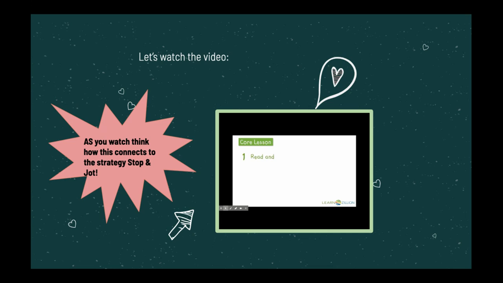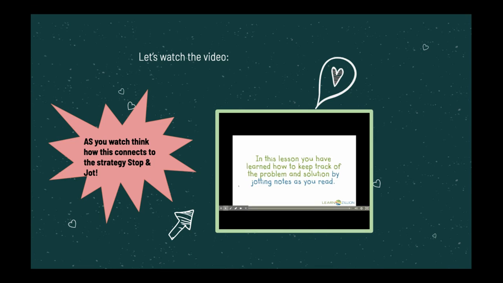So in this lesson, I followed 3 steps. First, read and ask, what are the challenges? What's going wrong? Second, ask, how are the challenges being resolved? And third, track your thinking on sticky notes. In this lesson, you have learned how to keep track of the problem and solution by jotting notes as you read.